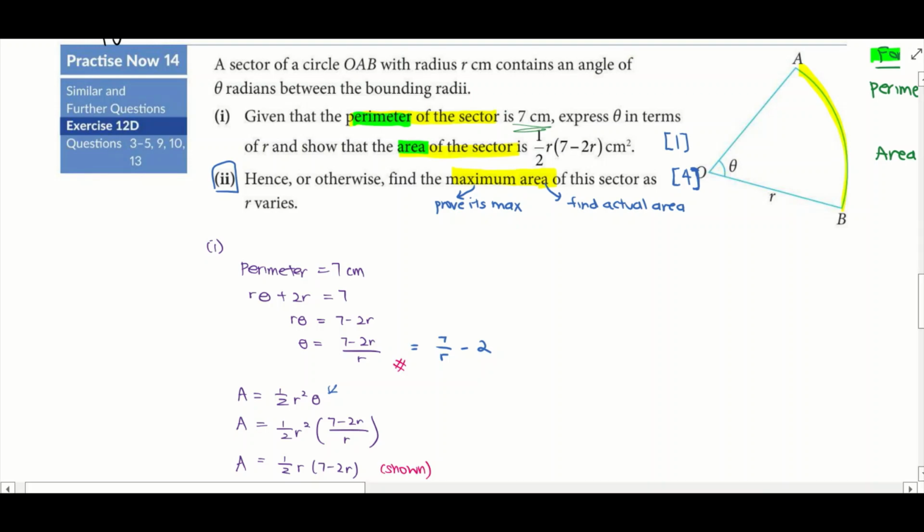When I see this maximum area, I will think of maximum point, which means first derivative is 0. Okay, according to part 1, this is the area formula. So it means your first derivative, dA over dr, should be equal to 0. One thing is, we need to prove it's a maximum. That will be a marking point. Even though this is maximum, you still have to prove it's maximum. And later, we will find the actual area.